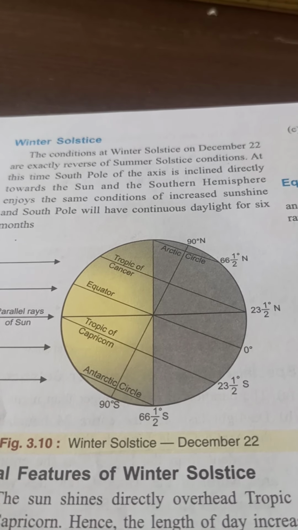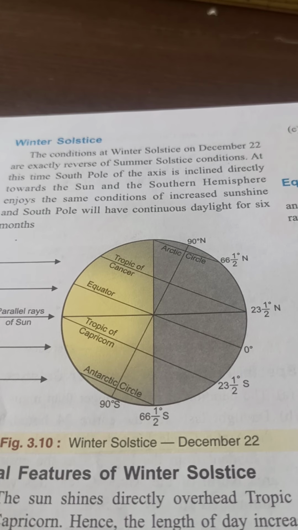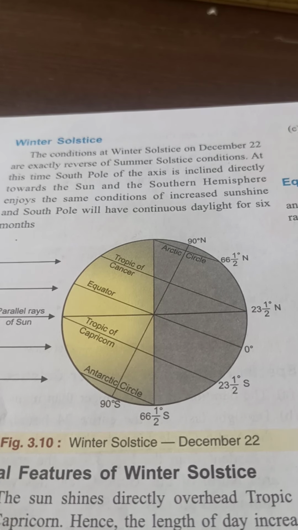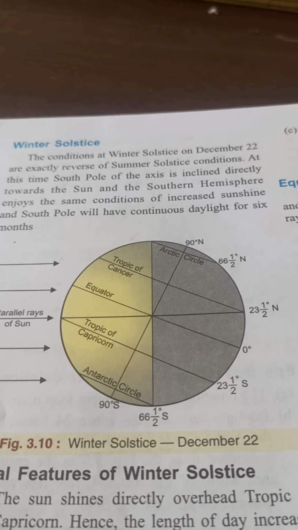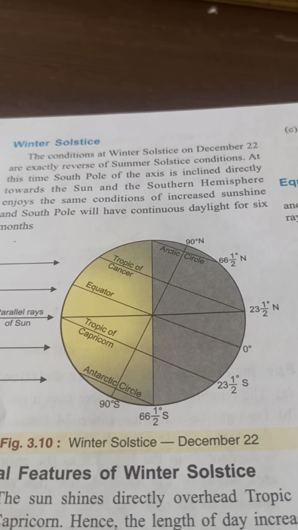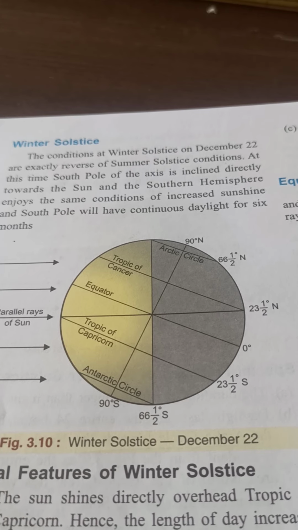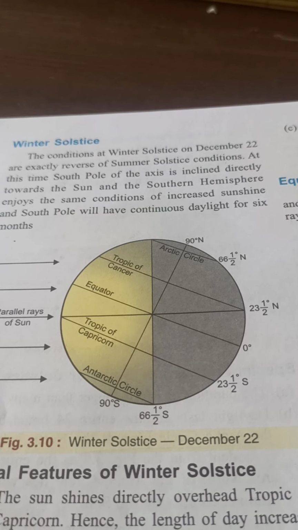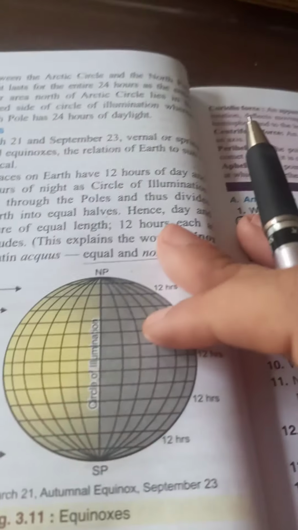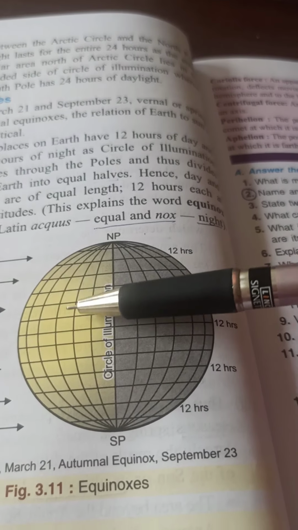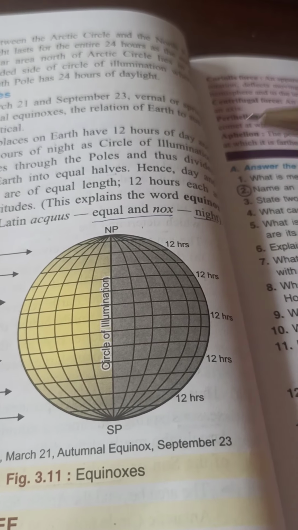Now, equinox means what? Variation of day and night will be the same. Clear? On March 21st and September 23rd, clear children, the relation of the earth to the sun's rays is identical. All the places on the earth have 12 hours of day and 12 hours of night. That is, on these 2 days you will have 12 hours of day and 12 hours of night.